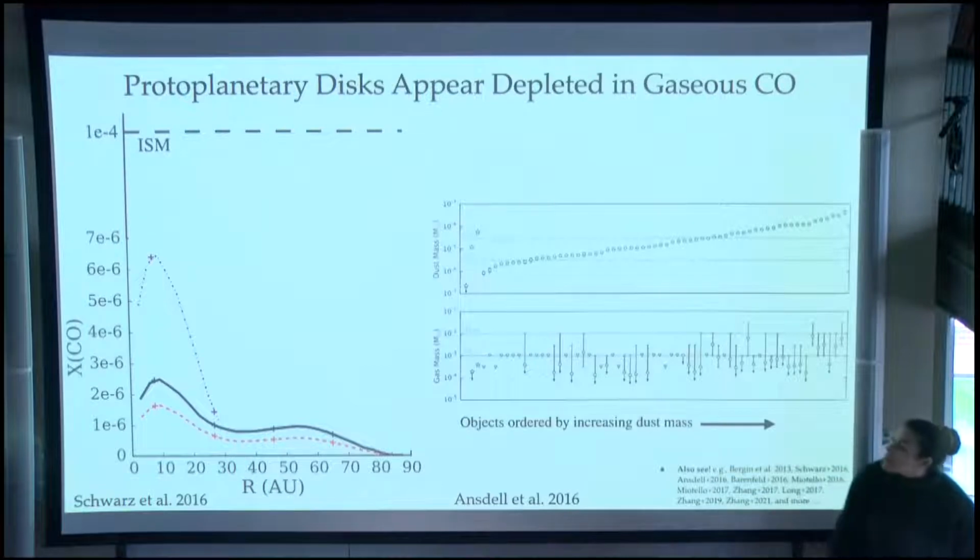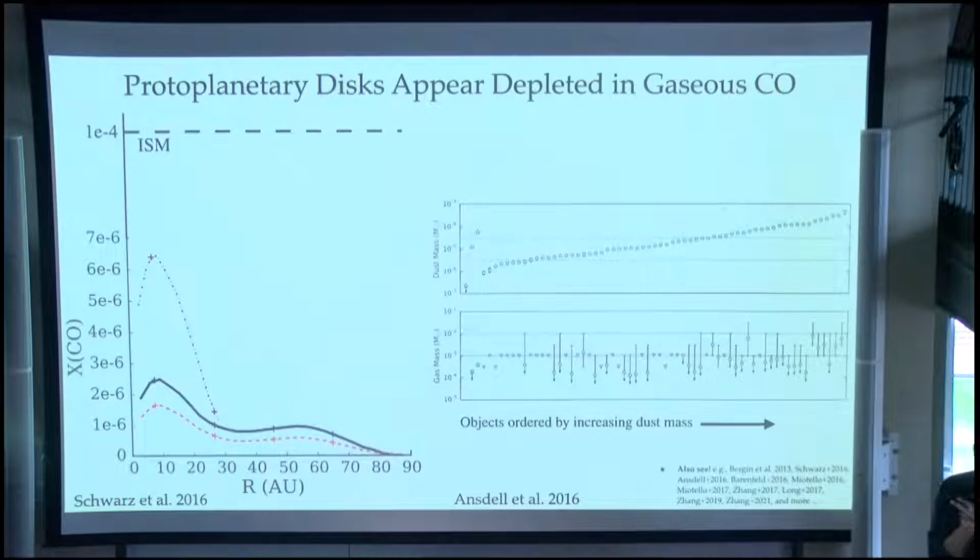So on the left here, I'm showing the CO abundance in the disk TW Hydra as a function of radius as compared to the average abundance we'd expect from the interstellar medium. So you can see that CO gas appears to be significantly depleted. And then the same appears to be true if we look at large samples of disks.